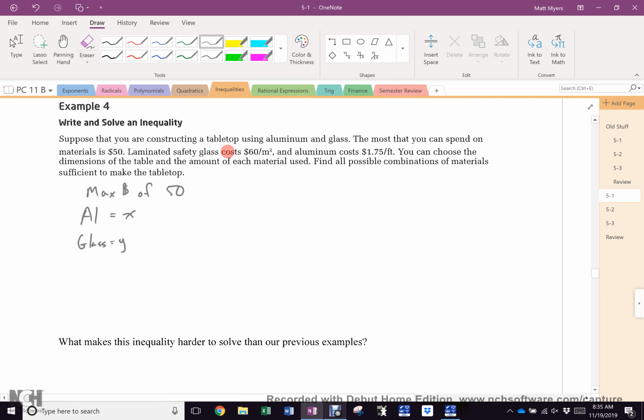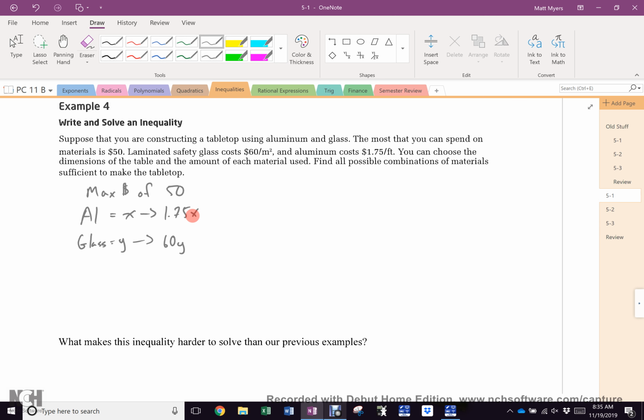Because glass is 60, aluminum is 175. Right, so 60, and we wouldn't usually write Y first, but that's cool. Priya says 60Y, because it's $60 for glass, and then what would the X be? 1.75X, yes? Everyone agrees? Okay, now let's make it an inequality that we can use.